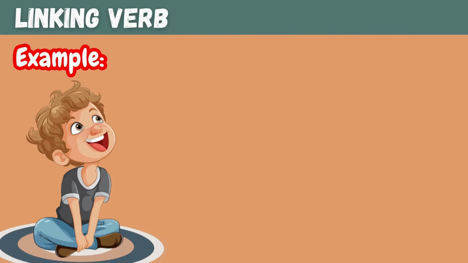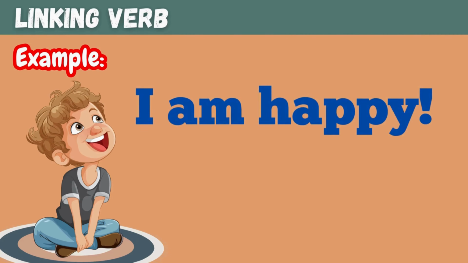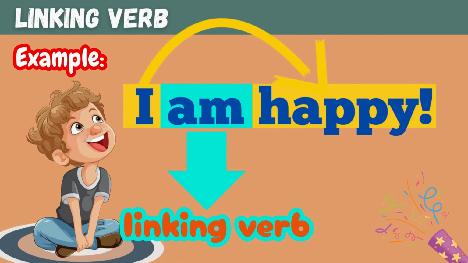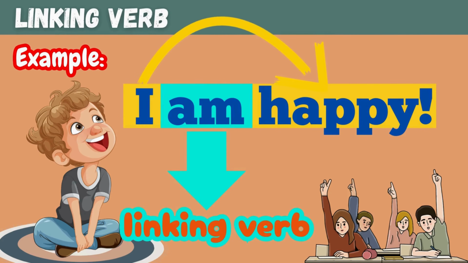Do you want more examples? Okay, here we go. I am happy. So, class, what is the linking verb? Very good. The linking verb is am, because am connects I to happy. It tells us how the person feels. Raise your hand if you feel happy today. Just like in the sentence, am links the subject I to the feeling happy. Easy peasy, right, class?